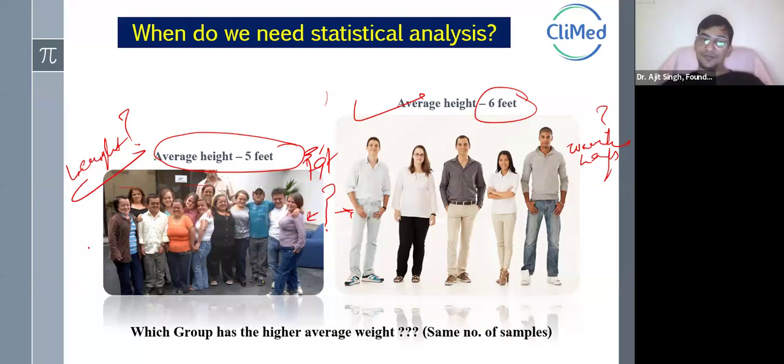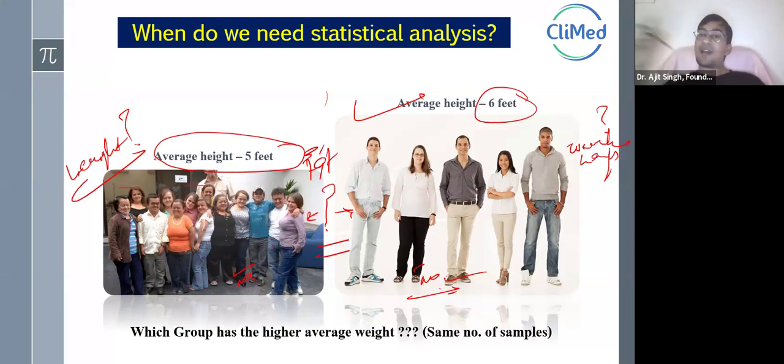Let me tell you, the weight of this group is exactly equal to the weight of this group. See, the number of people is the same in this group and this group, and the weight is completely equivalent. The average weight is equal from this group to this group.